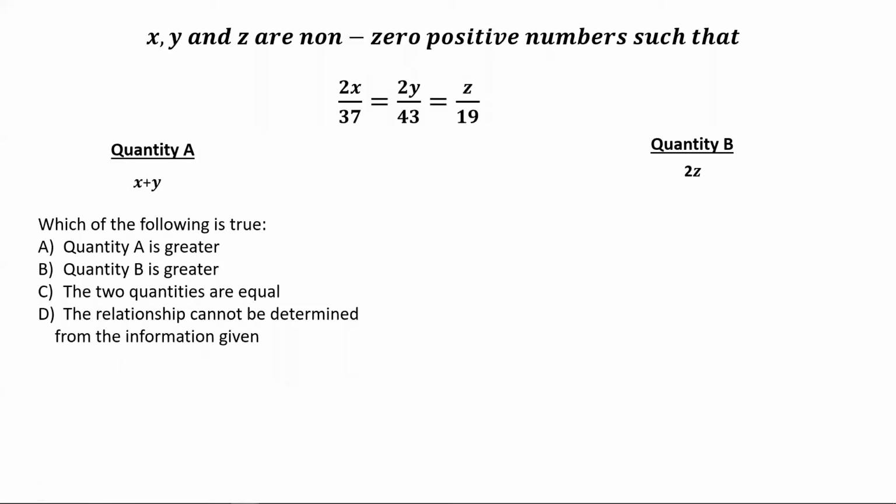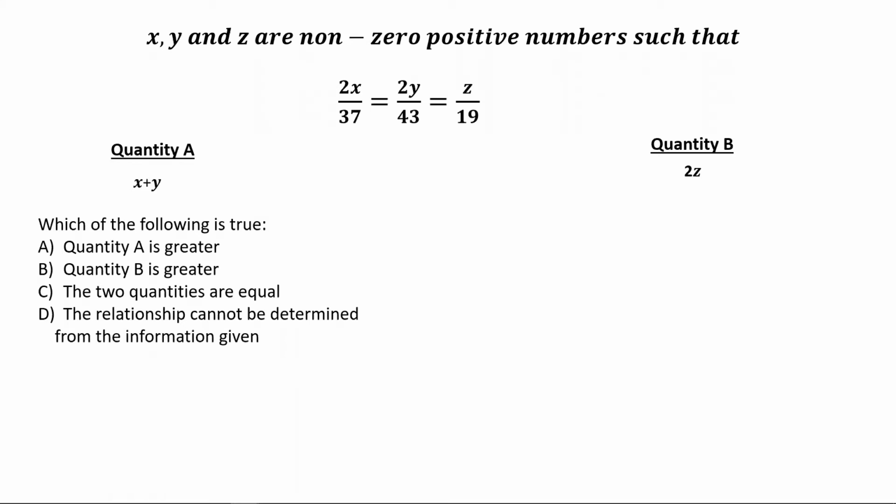X, Y, and Z are non-zero positive numbers satisfying the relationship 2x by 37 is equal to 2y by 43 is equal to z by 19. And we are given two quantities. The quantity A is x plus y and the quantity B is 2z. And we are asked to find the relationship between the two quantities.